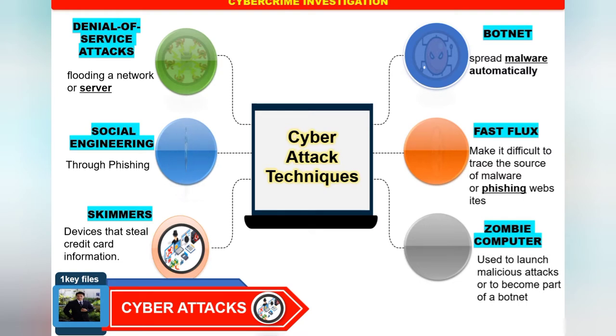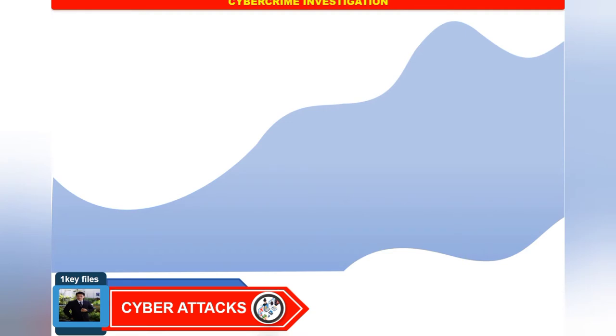Next is social engineering, using lies and manipulation to trick people into revealing personal information, which includes deception through phishing. And the last one is the skimmers, devices that can steal credit card information when the card is swiped through them. So let us discuss one by one all the mentioned cyber attack techniques.